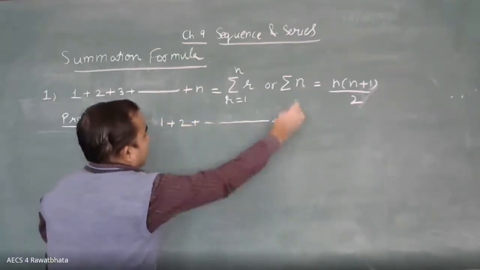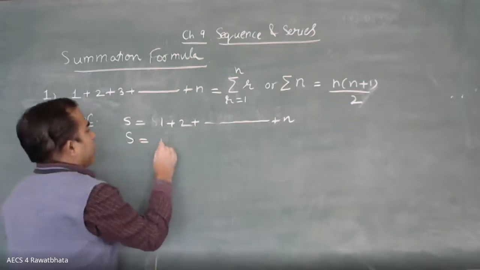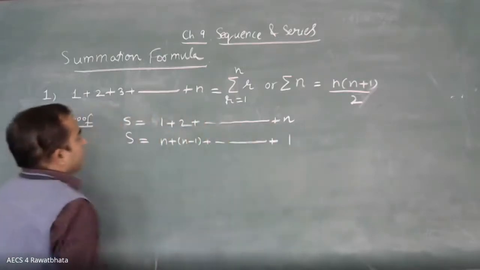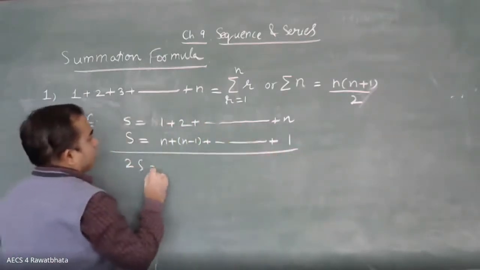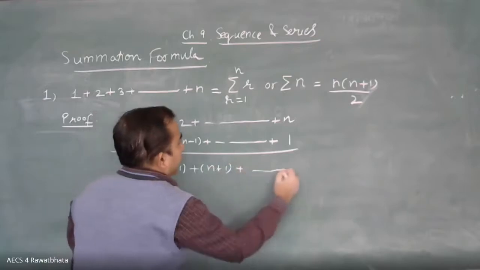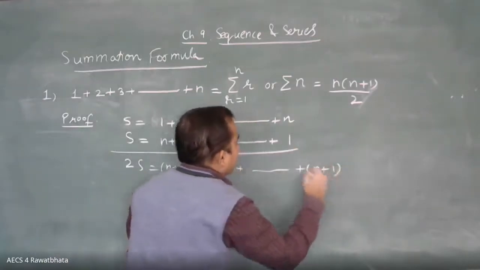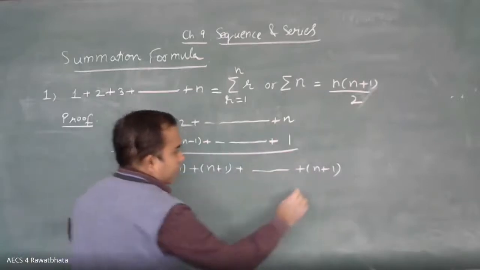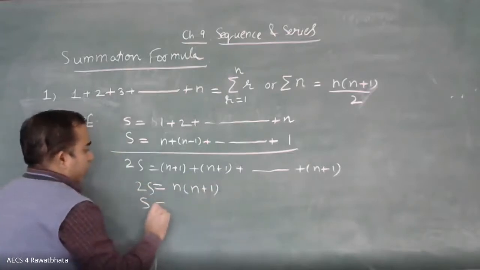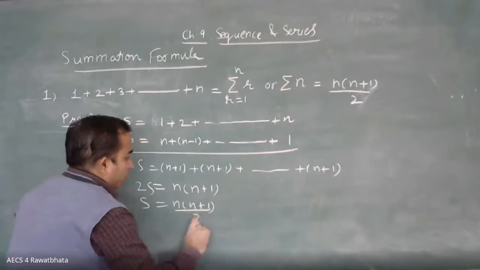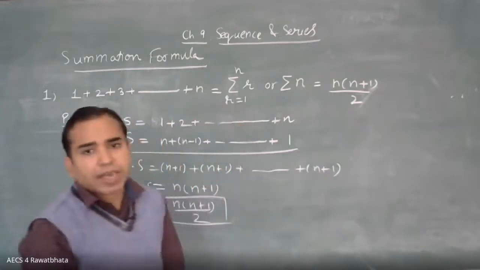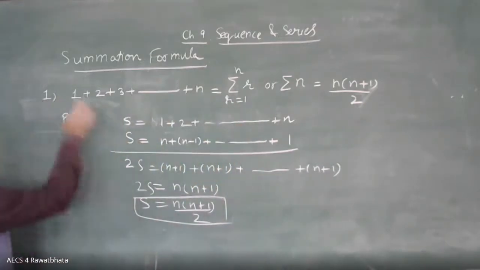Suppose S you write like this, then the same thing you can write in reversed order. And you add them, so you'll get 2S is equal to n plus 1, and this 2 will become n plus 1, and in the end also you'll get n plus 1, and because they are n terms, so total there will be n brackets. So finally it will be n times n plus 1, and S will become n into n plus 1 whole upon 2. So very easily you can prove this formula. Remember that summation of first n natural numbers is n into n plus 1 whole upon 2. You can note it, you can learn it.